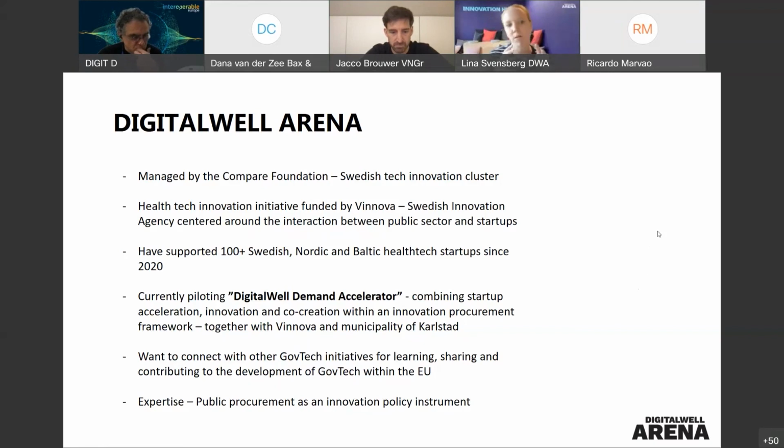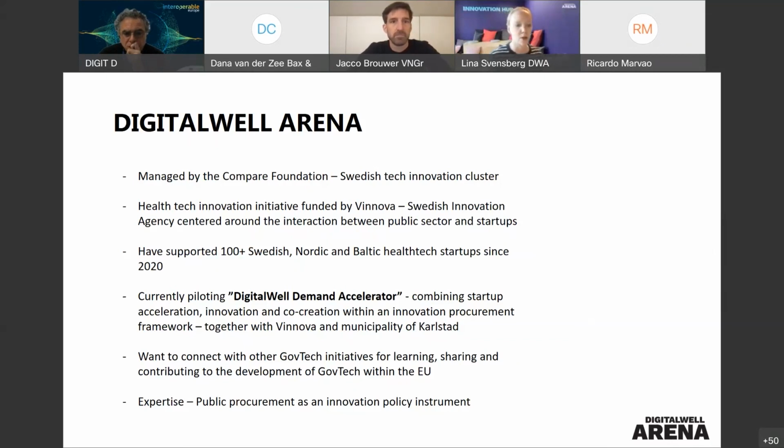And we're more and more circled around this interaction between public sector and innovative companies, and trying to fix that knot and those issues that are really related to creating the conditions of scaling these actually innovative services in a B2G environment. And then we're currently piloting a project that we're calling Digital Demand Acceleration, where we're combining these best practices from the startup incubation accelerating work with innovation and co-creation, like typical agile innovation work, within the frameworks of an innovation procurement budget. So we can use the procurement budget to facilitate this co-creation. That's the kind of idea we're on, and that we're doing together with Vinnova and the Karlstad municipality in Sweden.